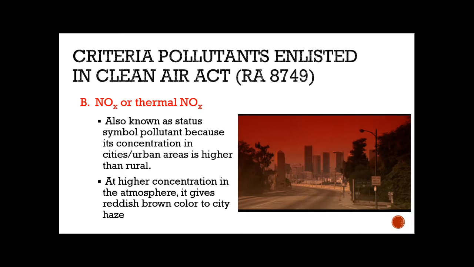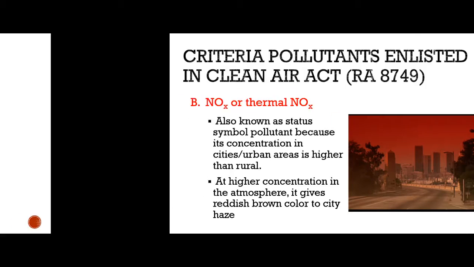Now, NOx is also colorless and odorless, and at high concentration it gives a reddish-brown color to the city haze. Now, in our case, if you take a look at the sunset and the sky looks reddish-brown, that is so good for a photographer but not so good for an environmental engineer like us, because that's an indication that you have high NOx.